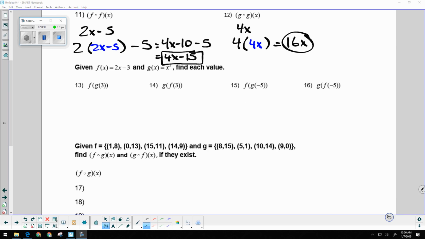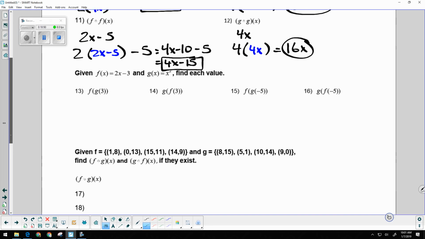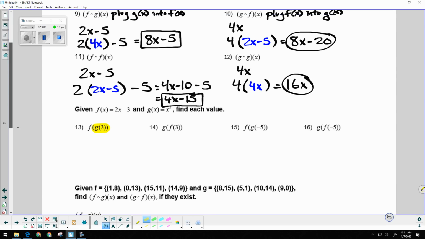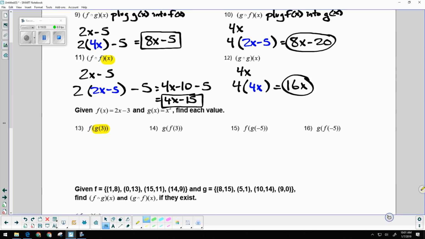Okay, now in 13, 14, 15, and 16, we're going to move on to some compositions that tend to be a little bit simpler. We started off with what I think is the most complicated types of compositions, and we're going to move to things that are a little bit easier. So notice the difference in 13, 14, and 15. 13, f of g of 3. The difference is right here. This time, I have a number. Up here, I had a variable. Okay? So right away, we see that our compositions are going to be a little bit different.